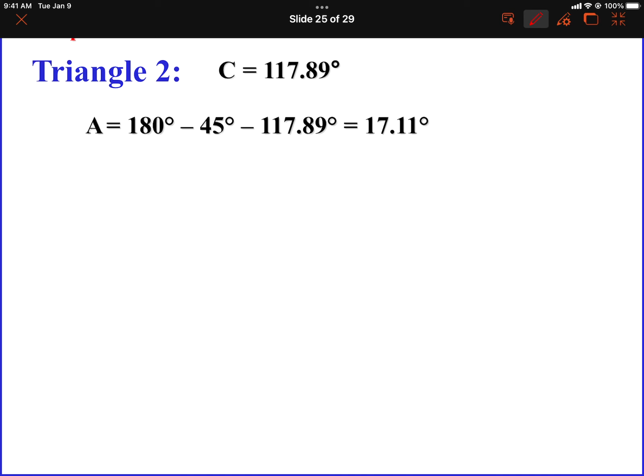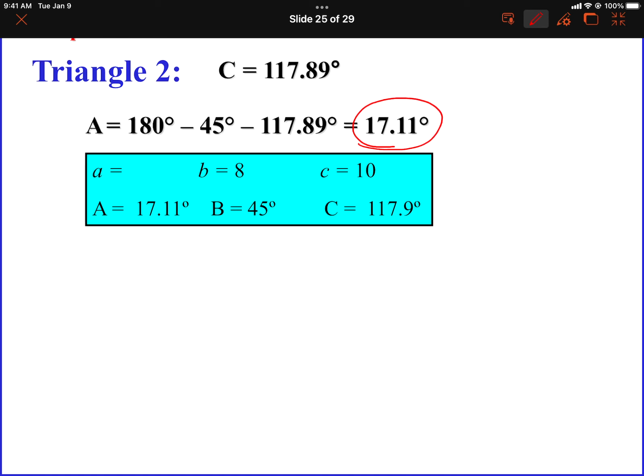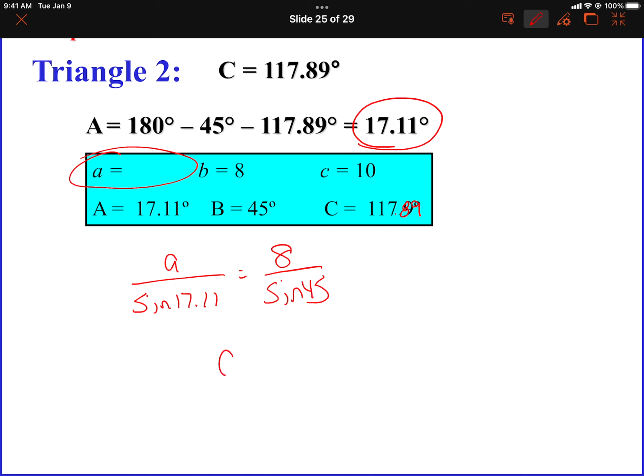So I have to find my big A is 17.11. So I had everything, and this time I was using, whoops, this is 117.89. 17.11, and then again we need to find this little a, so a over sine of 17.11 equals 8 over sine of 45. Solve for our a again. And I got 3.33 when I plug that one in.